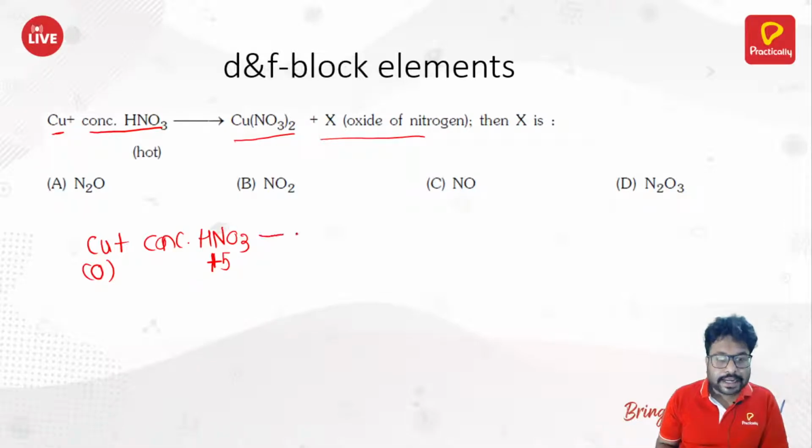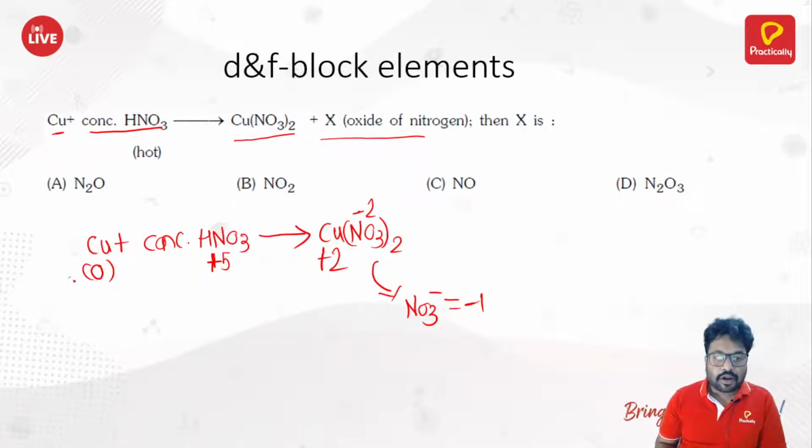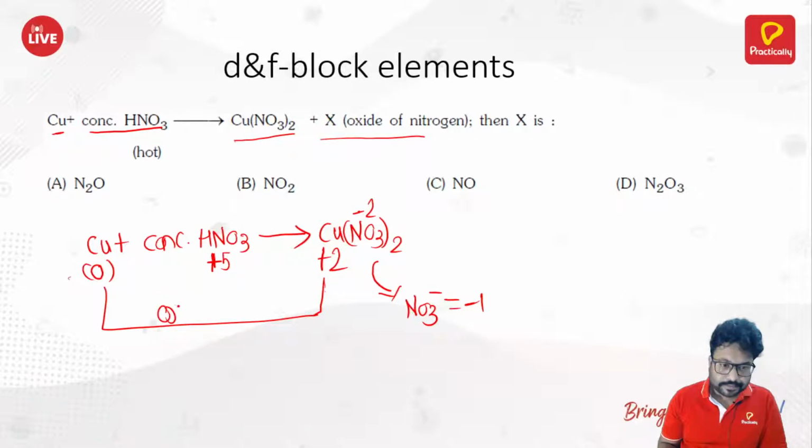It gives you copper nitrate, Cu(NO3)2. What is the charge on NO3? Each NO3 has -1 charge. So 2 NO3 will have a -2 charge, and therefore copper has got +2 charge. So basically your copper has got oxidized, right?